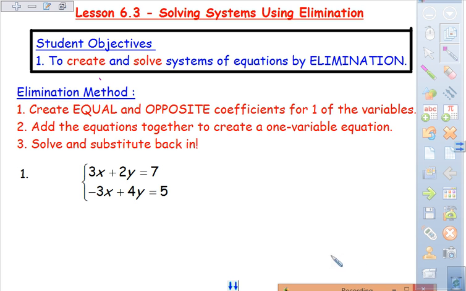Algebra, Lesson 6-3, Solving Systems Using Elimination. Today our goal is to create and solve systems of equations by elimination.